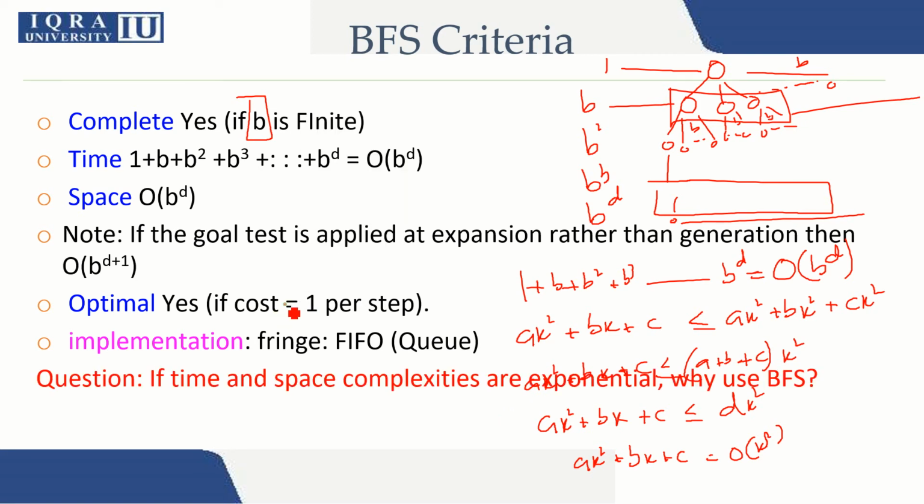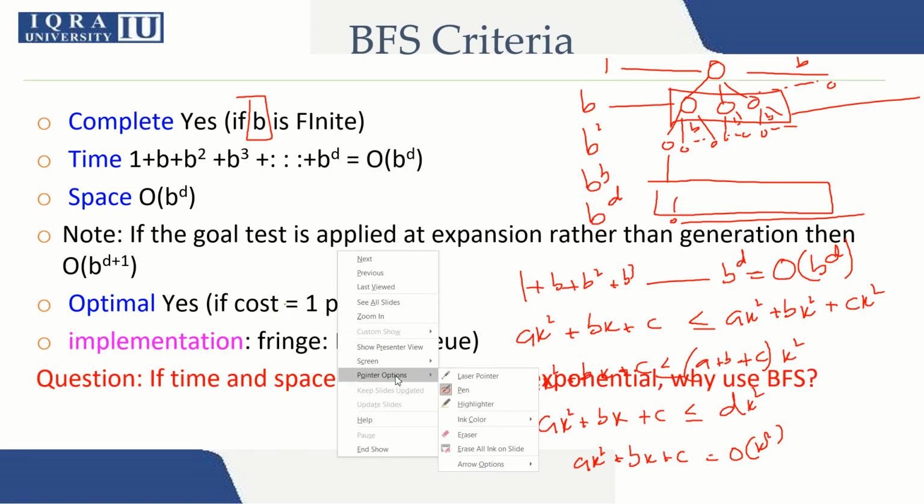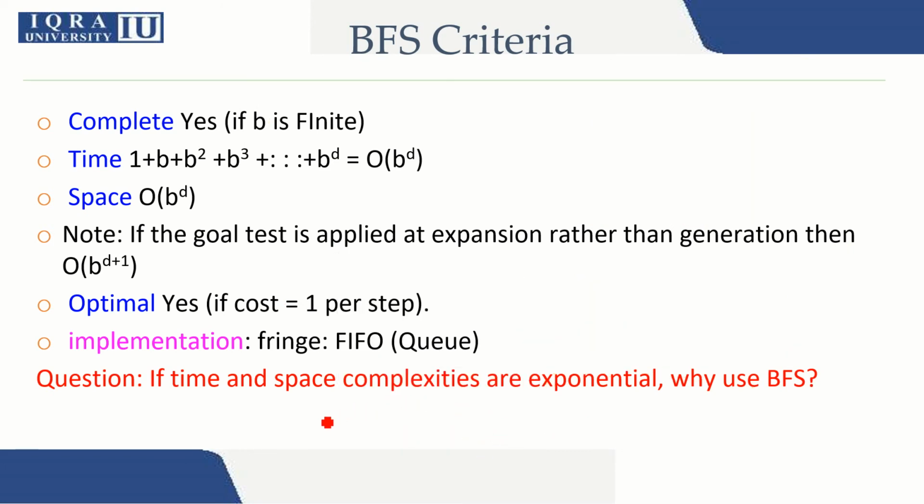However, one thing that you should always keep in mind, and this question is very important for you जनाब, अगर टाइम और स्पेस कॉम्प्लेक्सिटी एक्सपोनेंशियल है, it's not quadratic, it's exponential, then why are we using BFS? ठीक है, तो जनाब हम बीएफएस को क्यों यूज कर रहे हैं? तो अगेन दैट्स सम्थिंग दैट इज फूड फॉर थॉट, फाइंड द आंसर ऑफ दिस क्वेश्चन ऑन योर ओन.